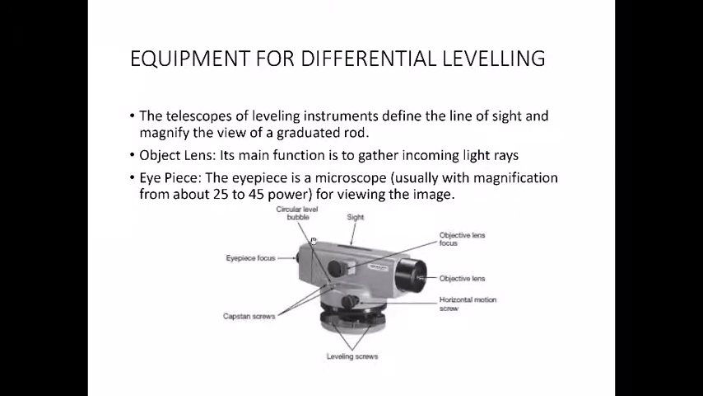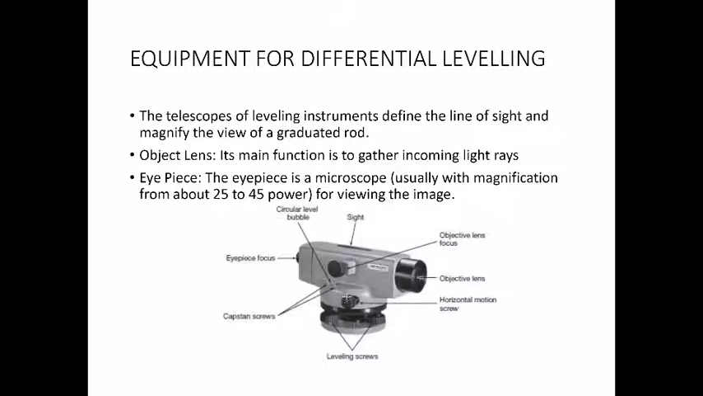Then we have this circular bubble over here. This bubble would tell you if your instrument is completely leveled or not. By completely leveled, I mean that the horizontal plane is tangent to the level surface, right? So that is when the circular bubble will be in the center, and that would mean your instrument is leveled, and that is when you can take the reading, not before that.